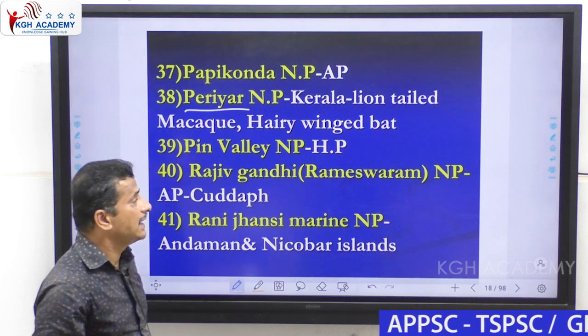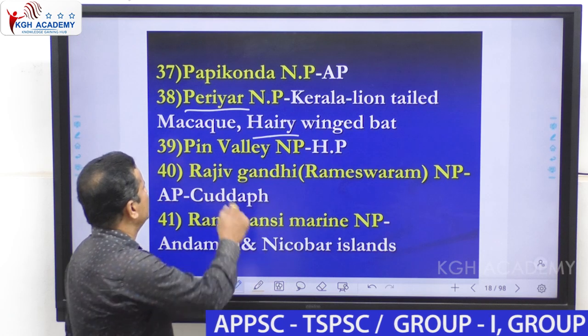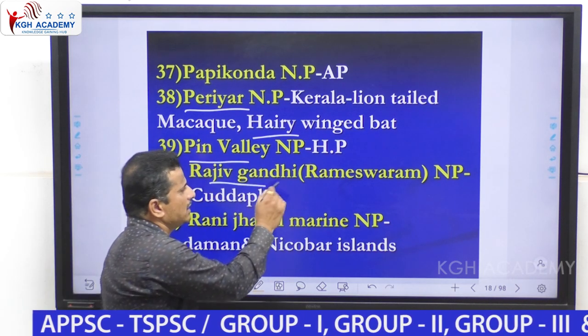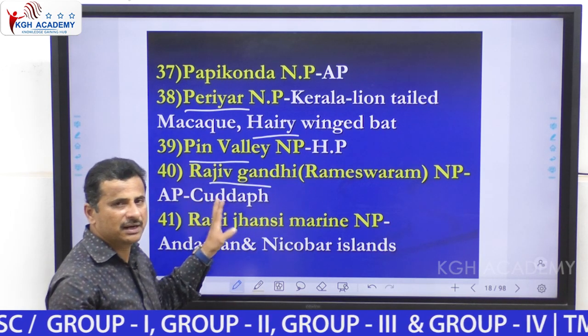So here, lion-tailed macaque, and another one is the hairy-winged bat. And Pin Valley National Park is present in Himachal Pradesh. And next, Rajiv Gandhi, also called Rameswaram National Park, present in AP Kadapa district.